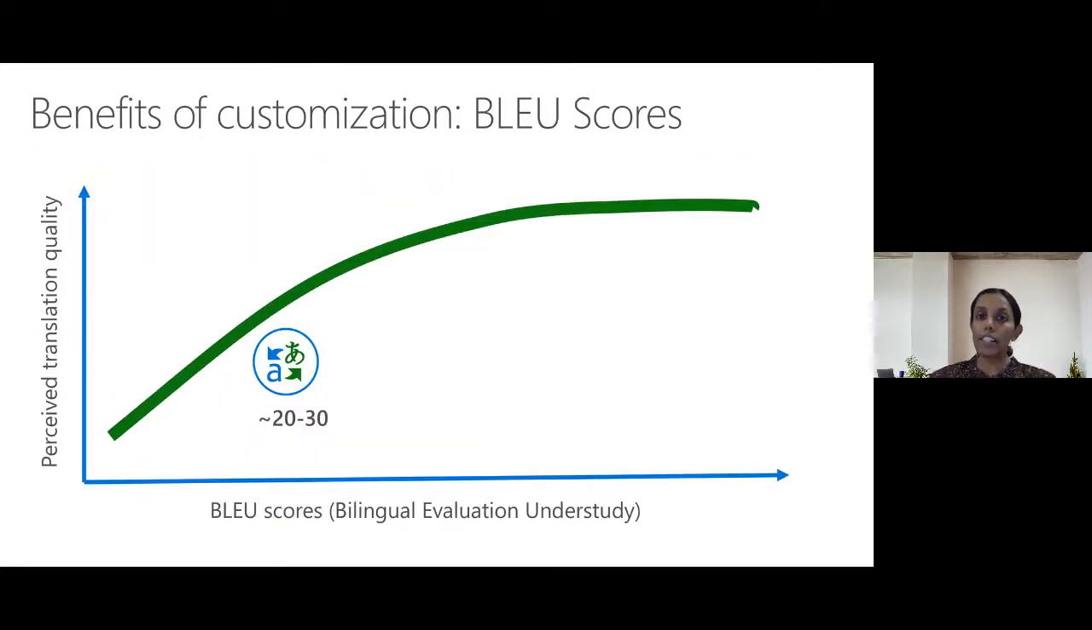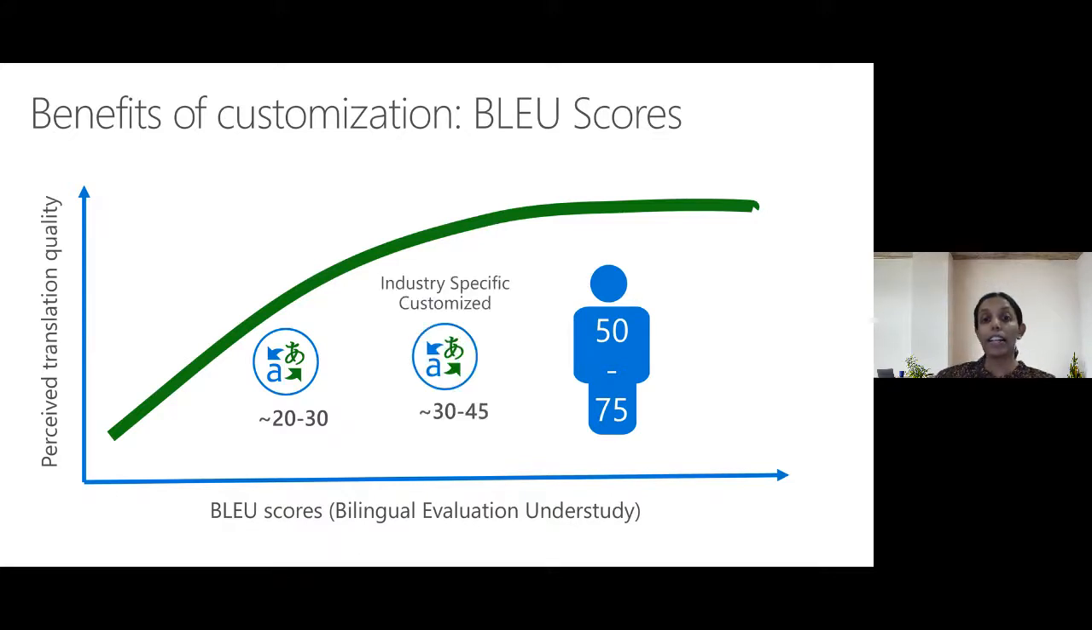Let's look at the benefits of customization. You measure the performance of these models using something called BLEU scores. BLEU stands for bilingual evaluation understudy. If you look at this one, this is a general model. Let's say the BLEU score is between 20 and 30. A human being is obviously the best, where it's about 50 to 75, let's say.